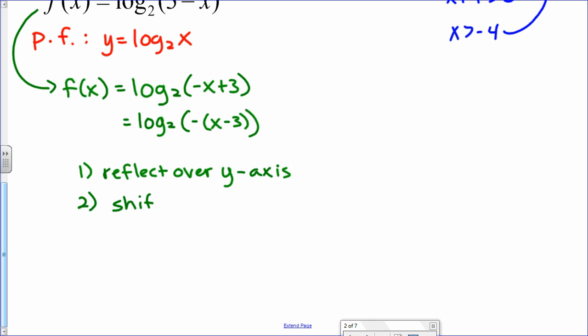And then you shift right 3. Okay, so that one, that's a little bit tricky.